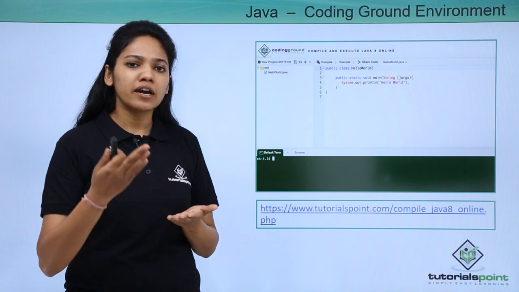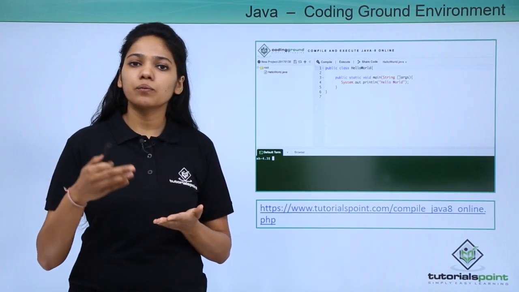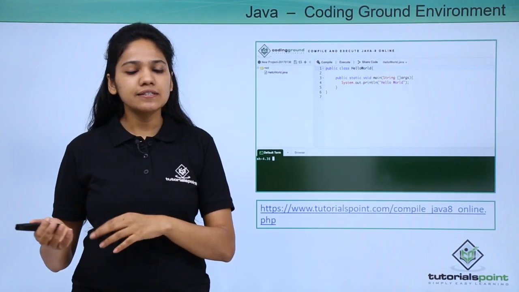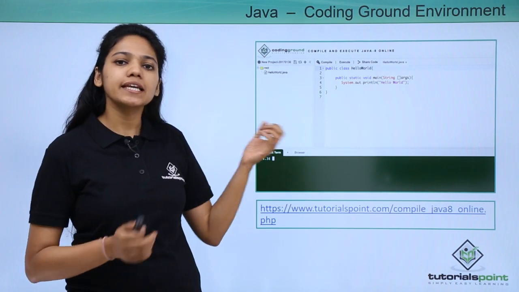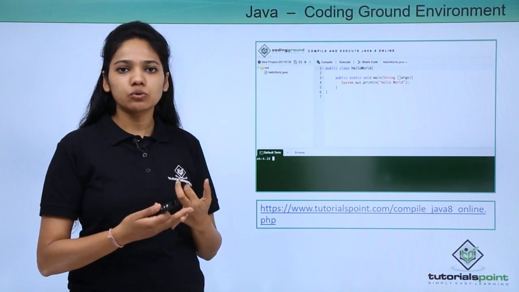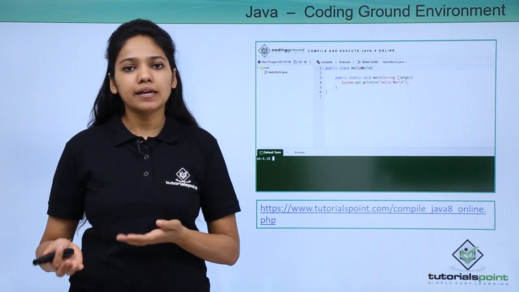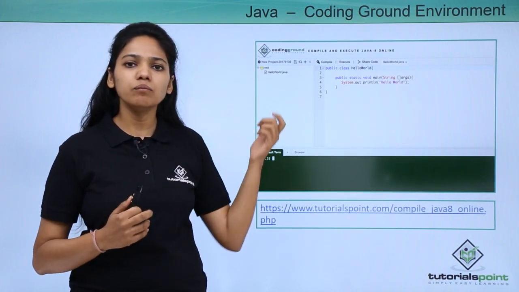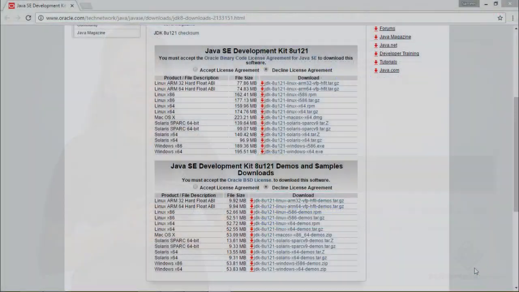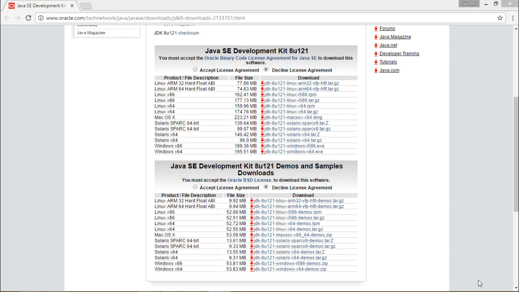So for now, you understand that we can run a Java program in various text editors. The ones that we will be seeing are Notepad, Eclipse as a tool, or a coding ground. Going forward, we will see in our practicals how you can run a sample program using any of them. So let us now see how you can install Java, that is your JDK file.